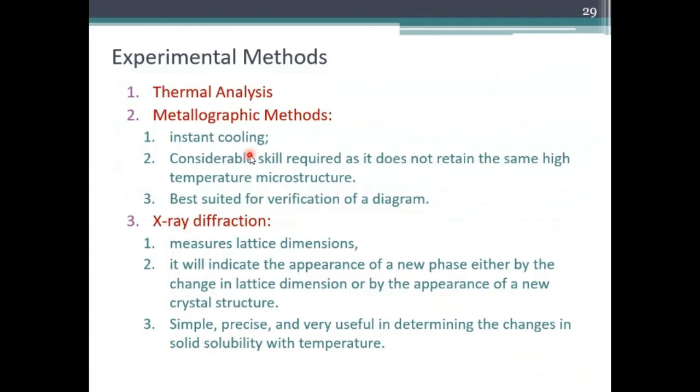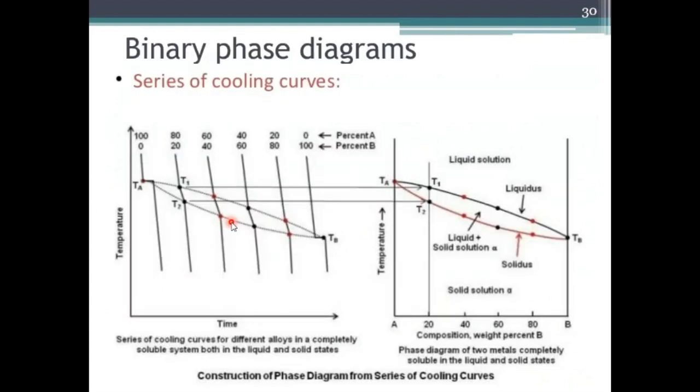The last one is XRD, the X-ray diffraction technique, wherein you use Bragg's law as the basic principle: n lambda equals 2d sine theta. Based on that, we measure the lattice dimensions. From the lattice dimension measurement, we can do solubility analysis or analysis of changes in phase with respect to temperature. So these are the various methods of developing a phase diagram. This is another in the binary phase diagram itself.